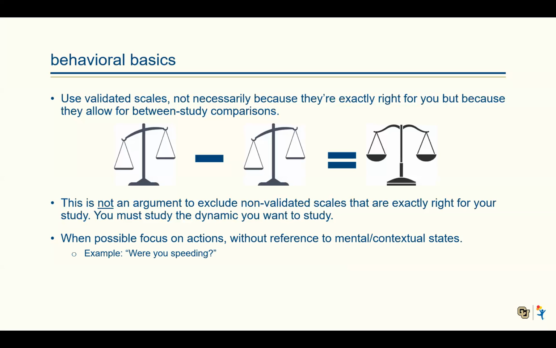That's tough because there's a reference hidden in there to a contextual state. Did you go over the speed limit or something like that? If you reframe this, the action is more like, were you driving over 65 miles per hour?